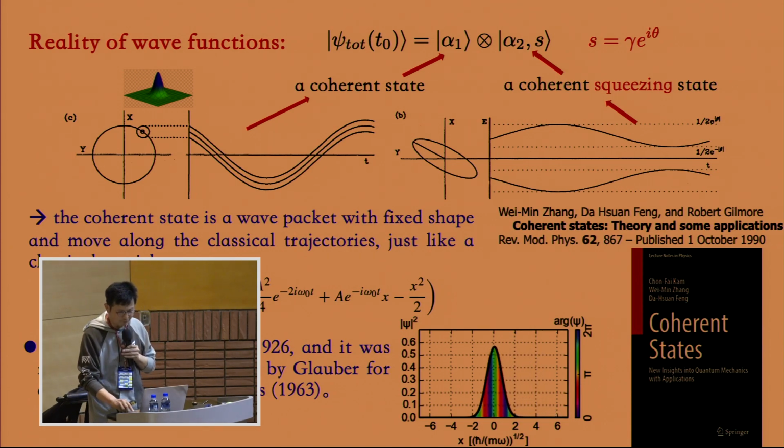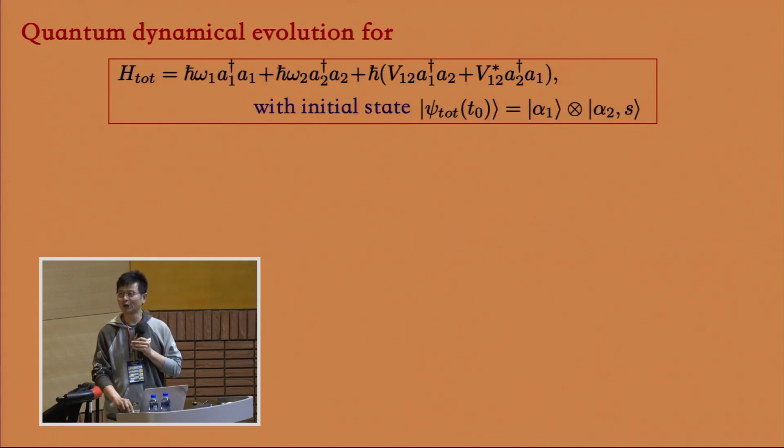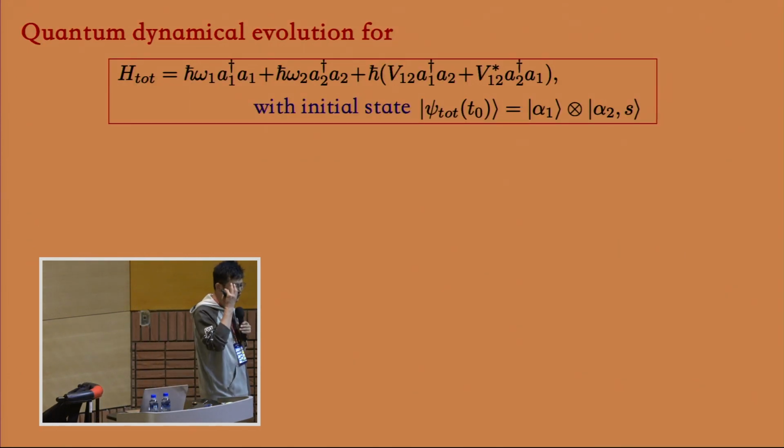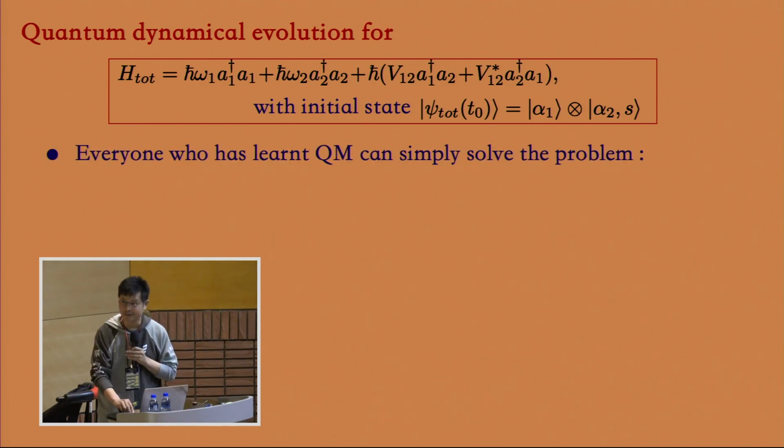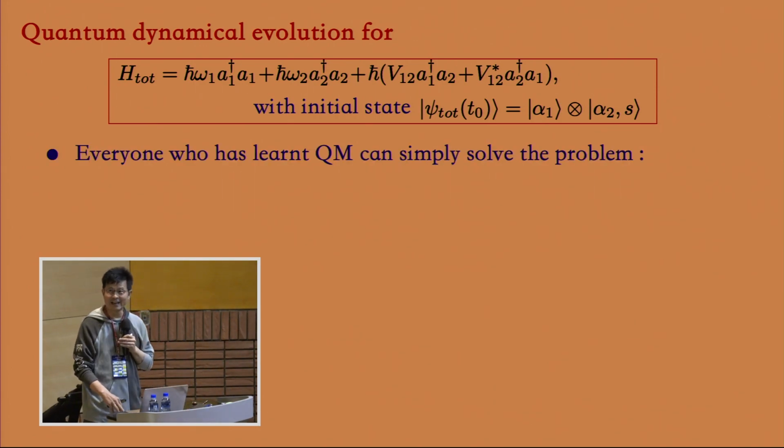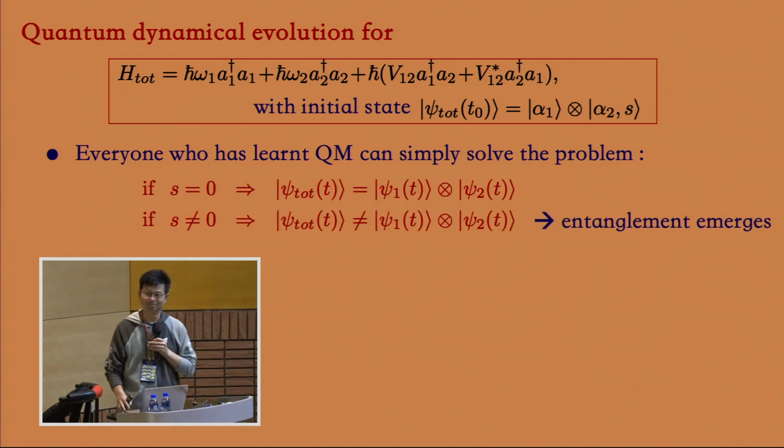Okay, so what is the solution we can have? This is a problem that every student who has taken a quantum mechanics course can solve, right? It's simple enough, easy enough to solve. And then what can you get? Actually, you get two kinds of solution.